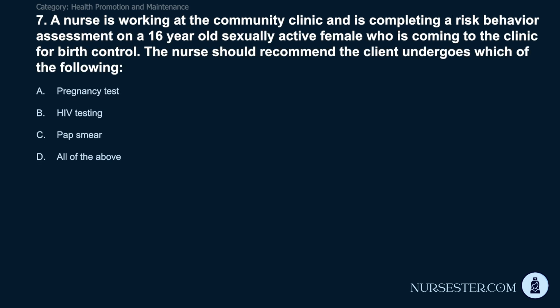7. A nurse is working at the community clinic and is completing a risk behavior assessment on a 16-year-old sexually active female who is coming to the clinic for birth control. The nurse should recommend the client undergoes which of the following? A. Pregnancy test. B. HIV testing. C. Pap smear. D. All of the above. Correct answer, D. All of the above.